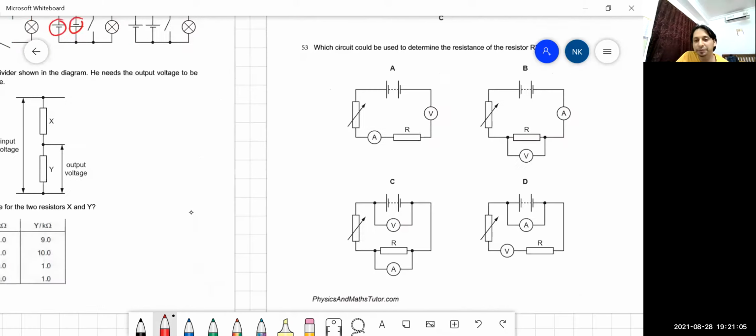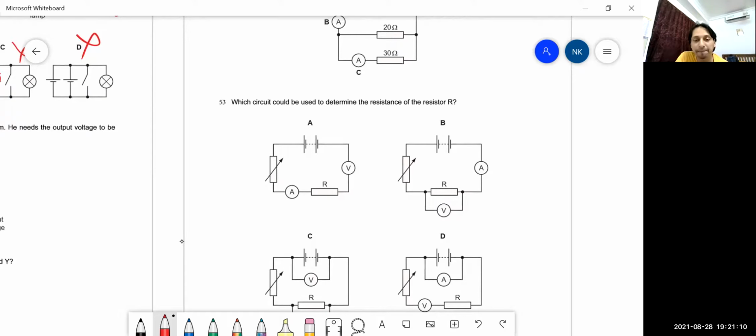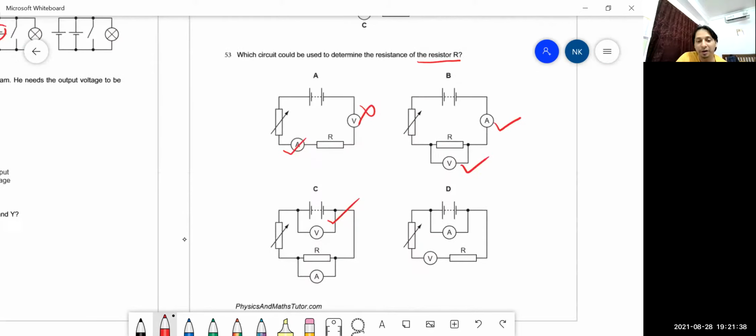Question number 53. Which circuit could be used to determine the resistance of the resistor? Okay, you have to find the resistance. Voltmeter connected in series, wrong. Ammeter is correct. Voltmeter is correct across the resistor. Voltmeter they have placed across the battery. Okay, this is correct. But what about the other? Let me move it up. Ammeter is connected in parallel. That is wrong. Voltmeter connected in series. It is wrong. So the right answer is B, children.